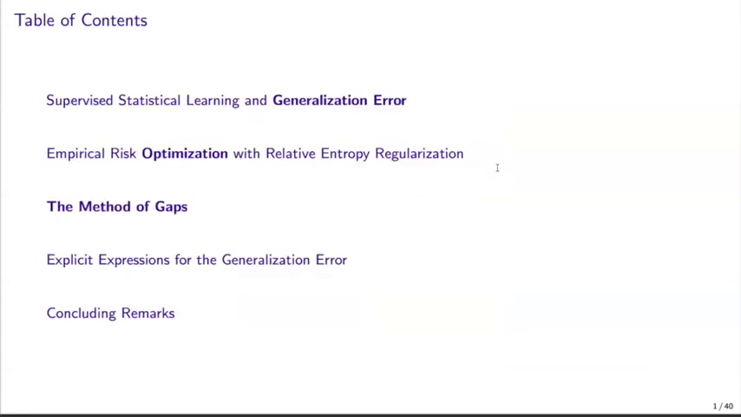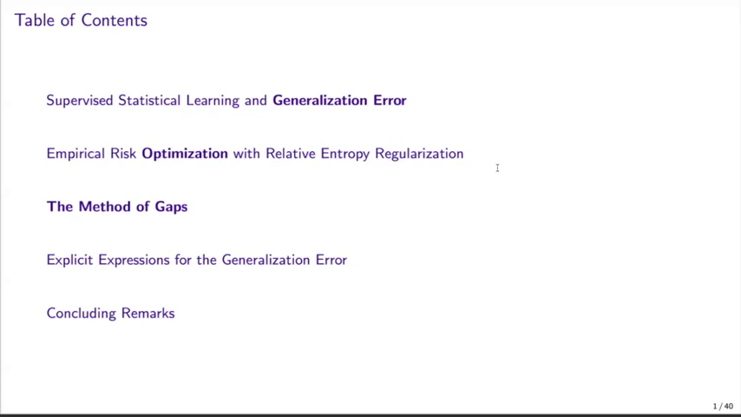Right. So what I would like to propose for the talk is to first formalize the idea of generalization error, and then present two optimization problems that are at first sight very uncorrelated from the idea of generalization error. We will try to make this connection between these two objects through something that we will call the method of gaps. And then for ending the presentation, what I suggest is to walk through a number of explicit expressions for the generalization error that we can obtain from this method.